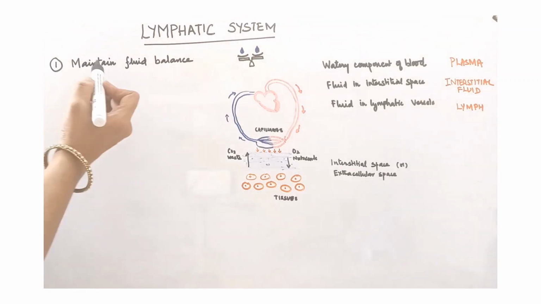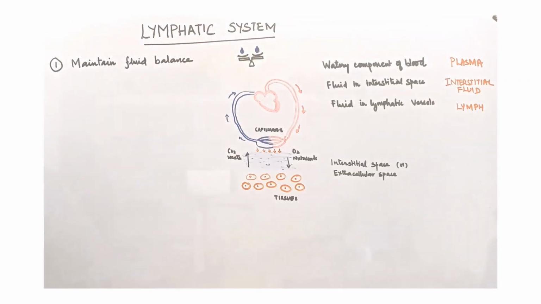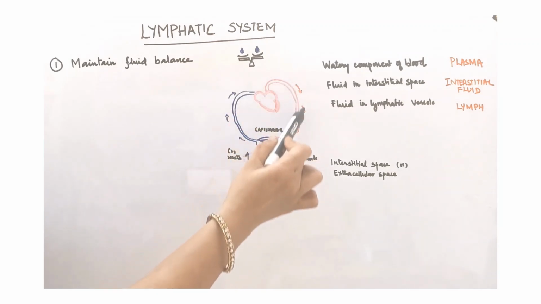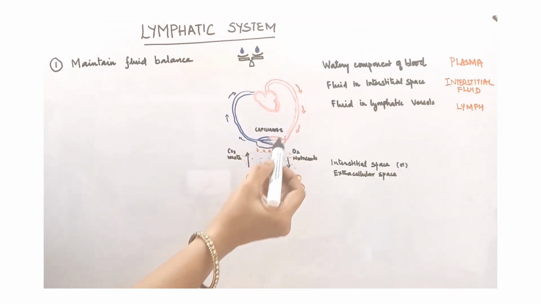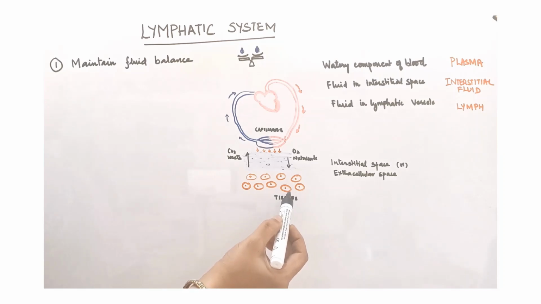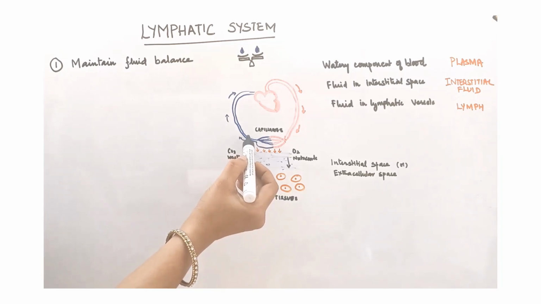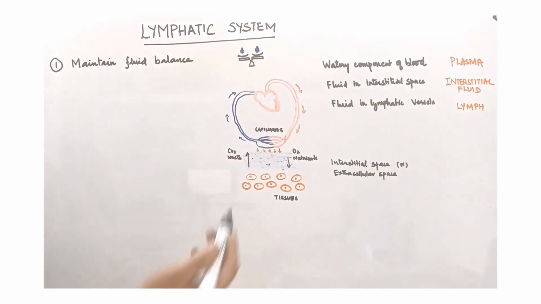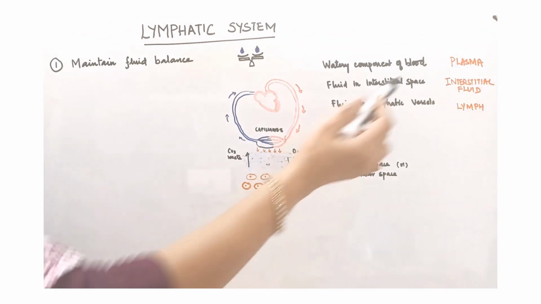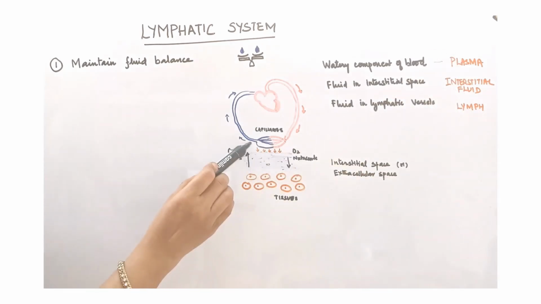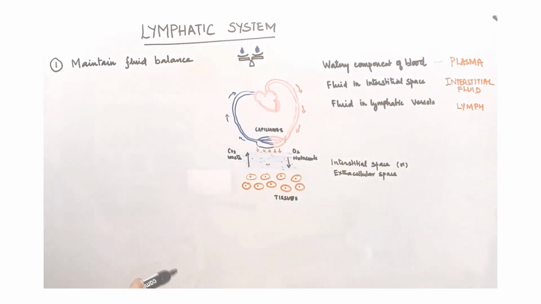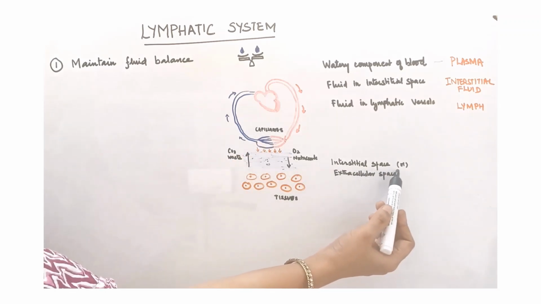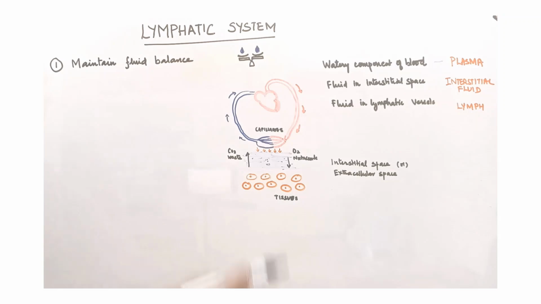Maintenance of fluid balance. Blood from arterioles enter capillaries. From the capillaries, oxygen and nutrients reach the tissues, while carbon dioxide and waste from the tissues enter the capillaries and flow into the venules. During this exchange process, the watery component of the blood, which is the plasma, also seeps out into the interstitial space. You have the capillaries here, cells here, and the space between is called the interstitial space. When plasma seeps out of the capillaries into the interstitial space, it's called interstitial fluid.